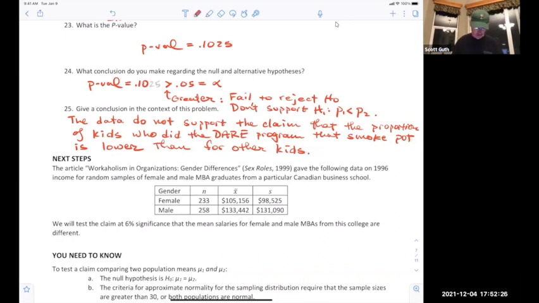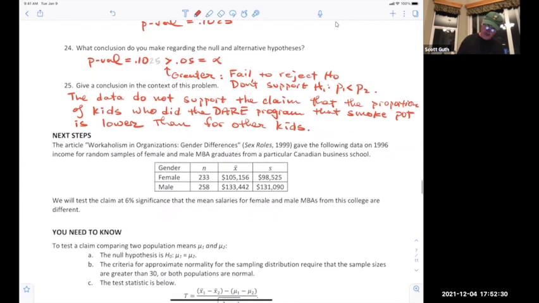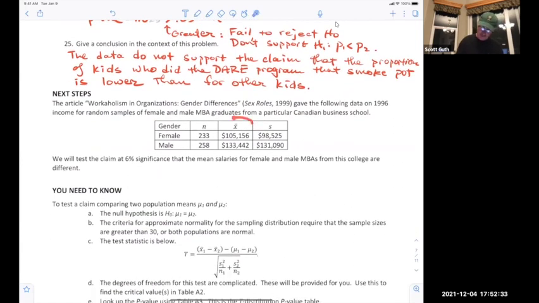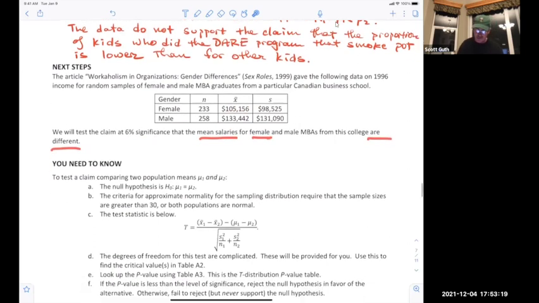Okay, so we're going to do this next one. This one looks like it's got a couple of sample means here. So that should be your clue right there that this is going to be a hypothesis test about two means. It says the article, Workaholism and Organization and Gender Differences, gave the following data on 1996 income for random samples of female and male MBA graduates from a particular Canadian business school. All right, so you can see that the females on average are making substantially less money. And so we're going to test the claim at 6%. Of course, that's just sample data, so we don't know if it's true in the population. Testing the claim at 6% significance, mean salaries for females are just different, but again, that's in the population, not in the samples.